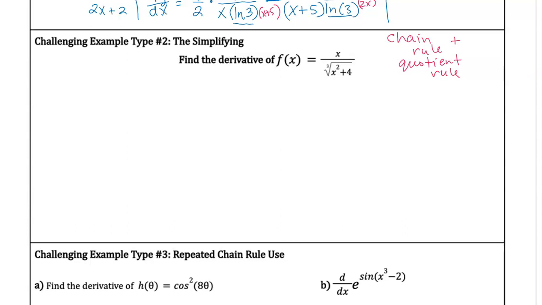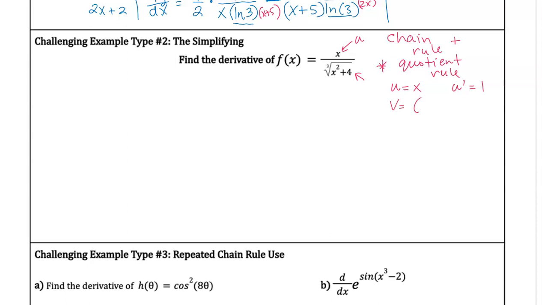Since I do have a quotient as my whole function, I'm going to start with the quotient rule. I'm going to understand that my numerator, which I like to refer to as u, is x. So the derivative of that would just be 1.